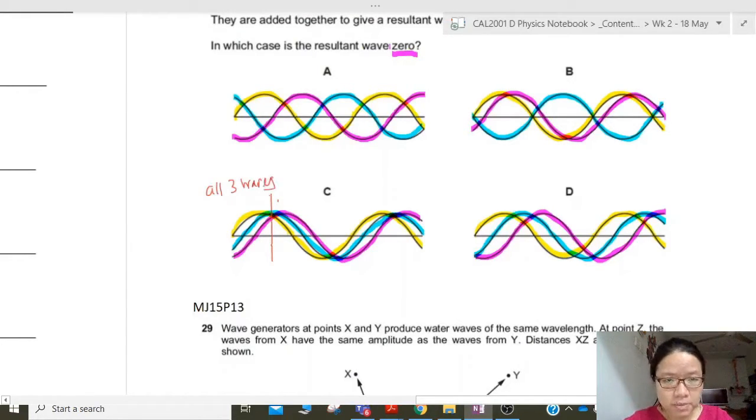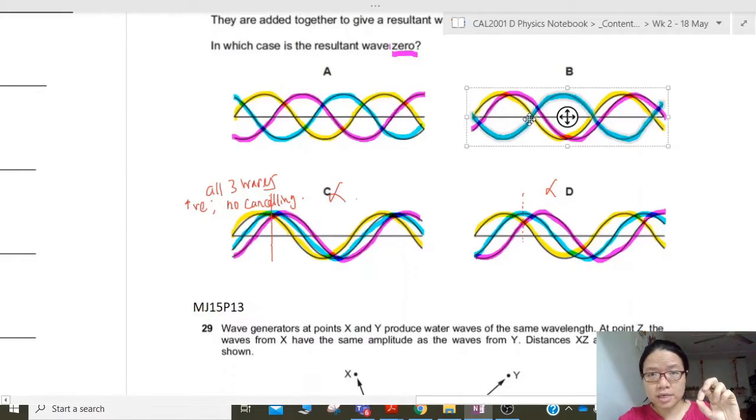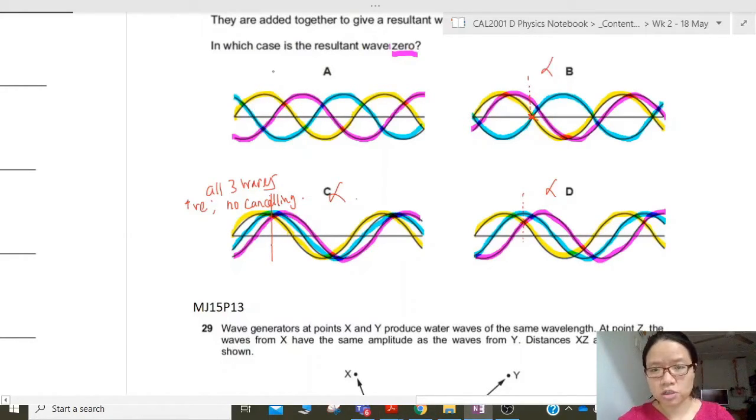Let's look at C. At C, there are so many places where all 3 waves are positive, like I mark out in the line. So there's no cancelling, C is out. Same thing for D, that position, all 3 is positive. D is out. What about B? If B, you look at certain points, blue is 0, yellow is 0. So the only resultant is purple, which is also not 0, so it cannot be B. So by process of elimination, which is the best way to do objective, the answer is A.